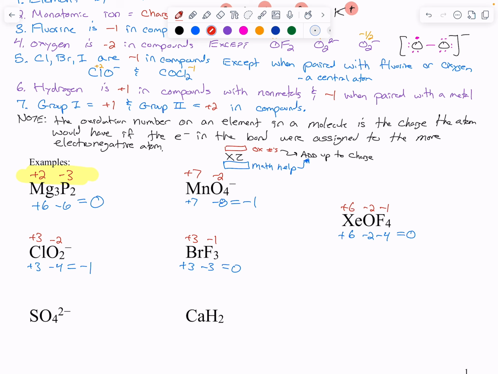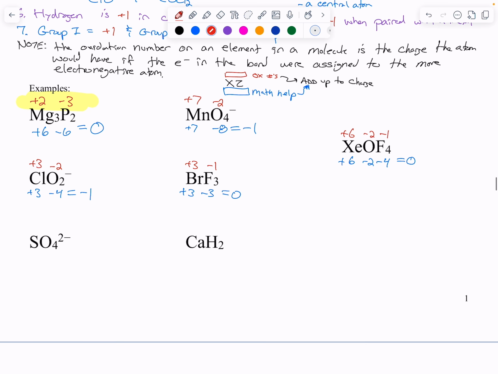All right. There we go, right? So like OF2, oxygen is paired with fluorine. Here, oxygen is not paired with fluorine. There's 3 elements. All right, sulfate. We add up to negative 2 on sulfate. Usually now we realize I'm starting with oxygen because there's no fluorine. And so there's minus 2. That's a minus 8. So that means sulfur has to be plus 6.